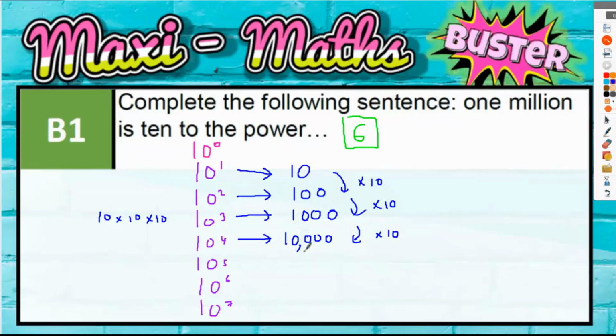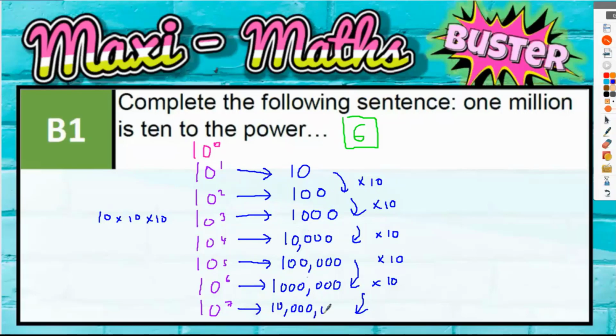10 times bigger again. 10,000 times 10 is 100,000. That's 10 to the power of 5, times 10 again. So 100,000 times 10 is actually 1,000,000, and 1,000,000 is basically what a million is. So a million is 10 to the power of 6. And if you times that by 10 again, you're going to get 10 million, which is 10 to the power of 7.